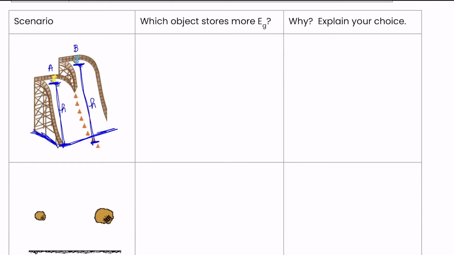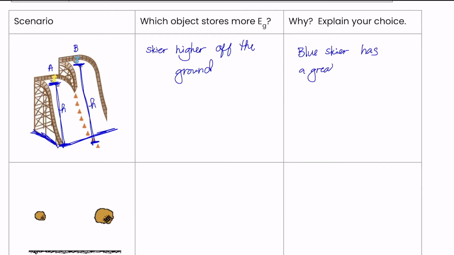And it's going to be the skier higher off the ground. All right, so the skier that's closer to the ground doesn't store as much energy because it has a smaller height. All right, and so the blue skier has a greater height from the ground.